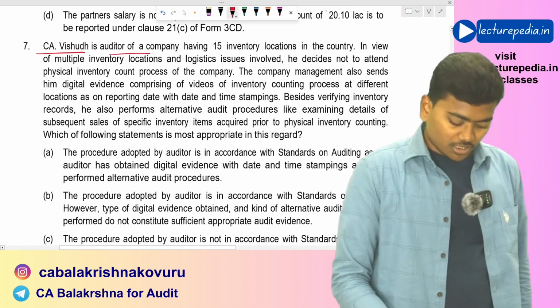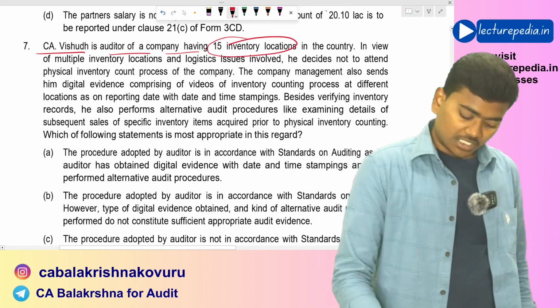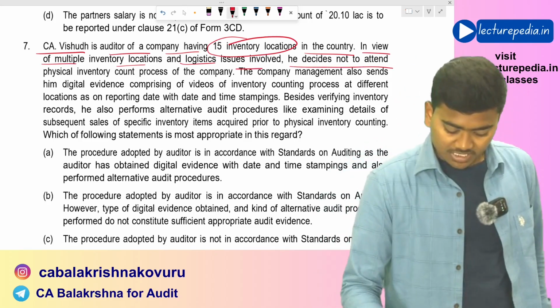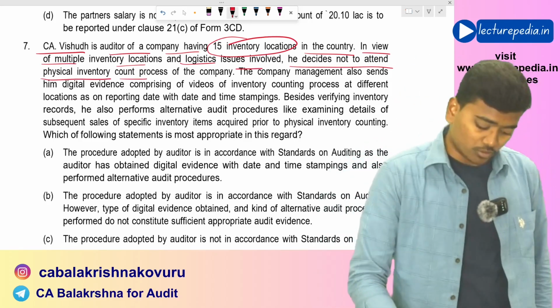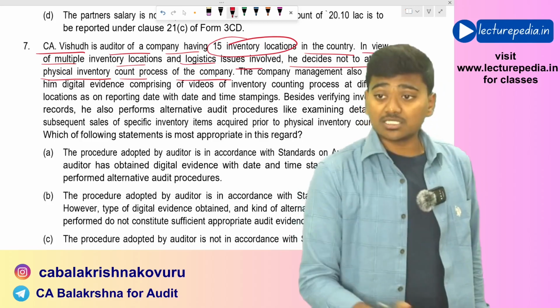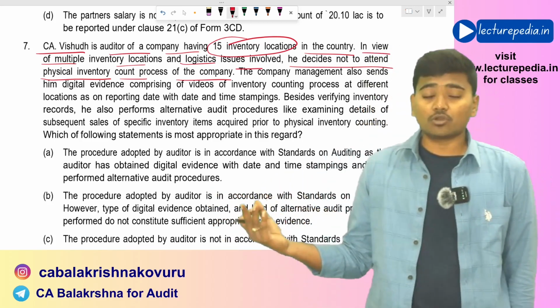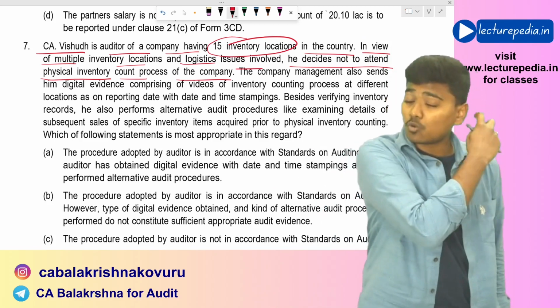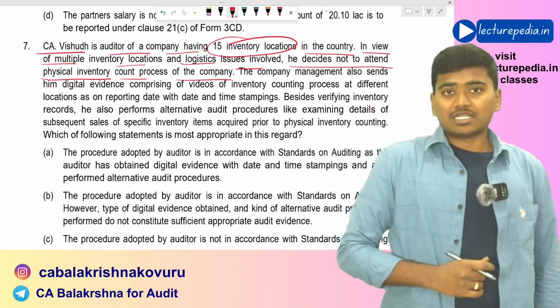CA Vishuddh is auditor of a company having 15 inventory locations in the country. In view of multiple inventory locations and logistic issues involved, he decides not to attend the physical inventory count process of the company. Okay, since there are a lot of inventory locations, the auditor is deciding not to attend the inventory counting. Whether it is correct? No, it is not correct. You must attend the inventory counting.